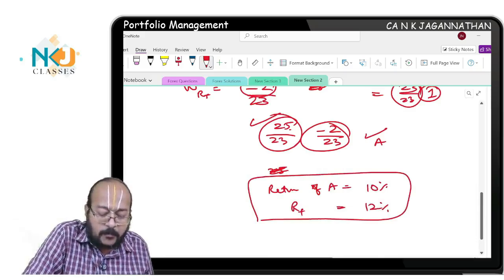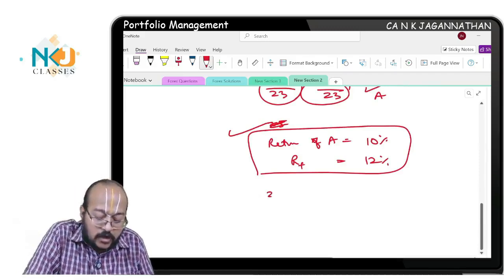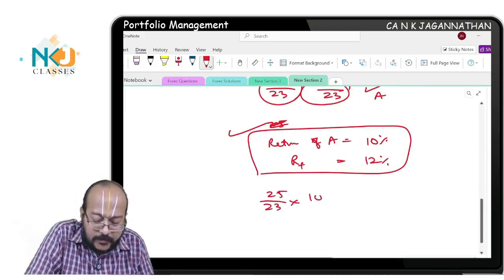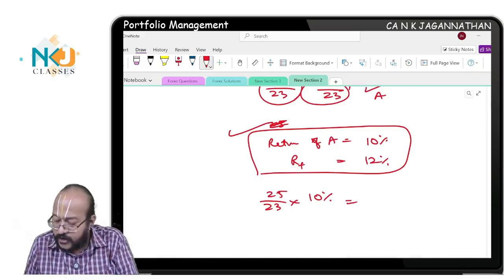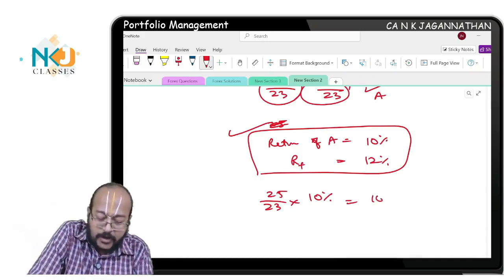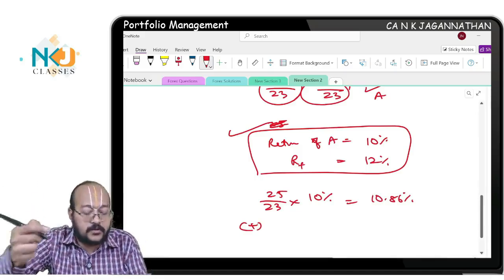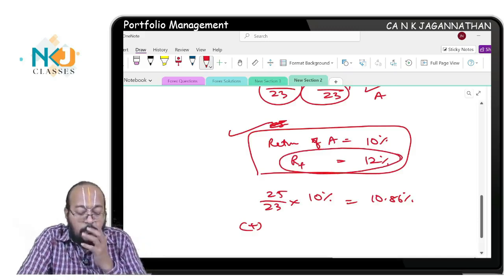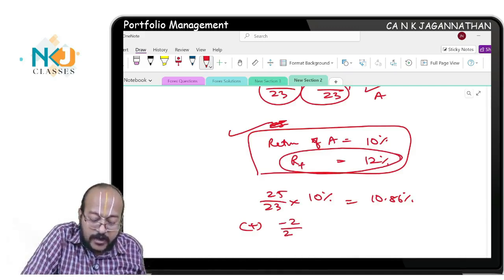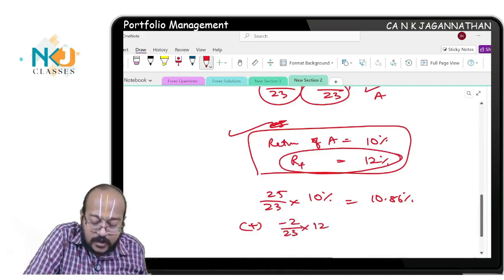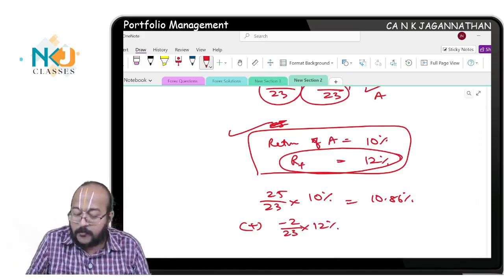Now, how to find out the return of a portfolio having this proportion? 25 by 23 into 10%. How much is that? Please take your calculator. 10 into 25 divided by 23, 10.86%, correct? Plus weighted average return of the other security inside the portfolio. You have also RF, plus or minus borrowing, minus 2 by 23 into 12% RF. Yes, 12%, which means 24 divided by 23, 1.043.